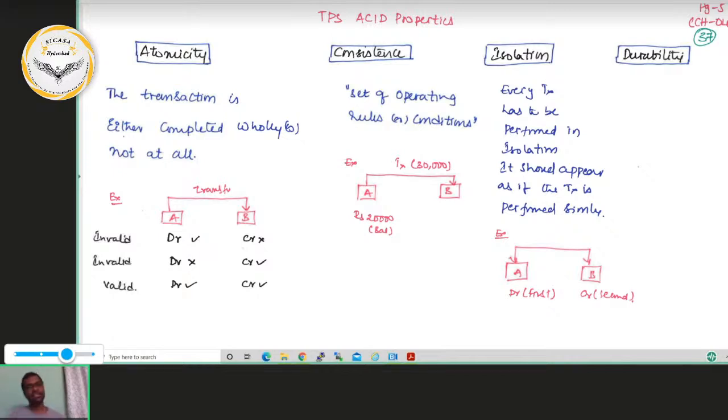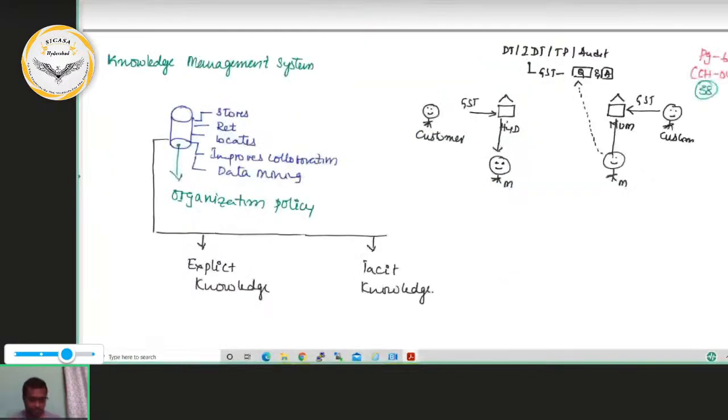Now let us go to the knowledge management information system. Knowledge management information systems are required for storing the knowledge, retrieving the knowledge, and locating the knowledge. It improves collaboration and performs data mining. What do you mean by knowledge? There is a difference between data, information, and knowledge. What do you mean by data?